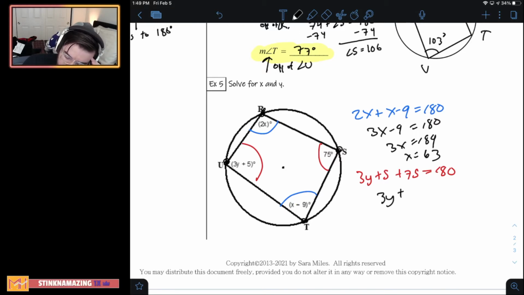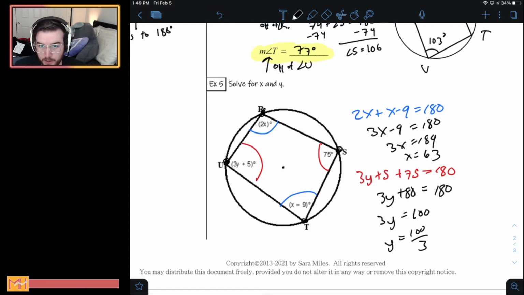Add the 5 and the 75 together, you get 180. Subtract the 80, you get 100. Divide by 3, it ends up coming out to be a fraction.